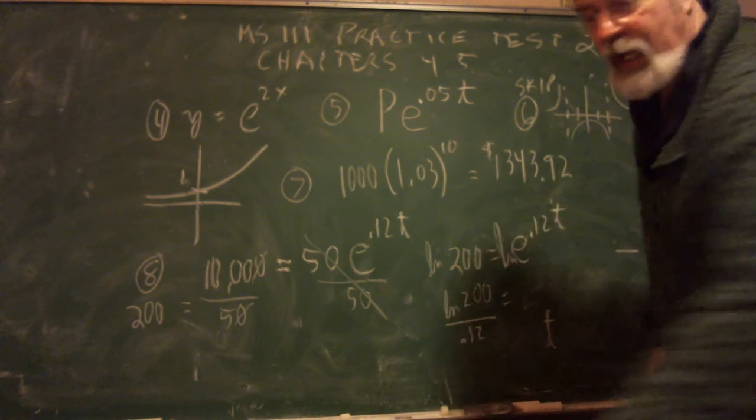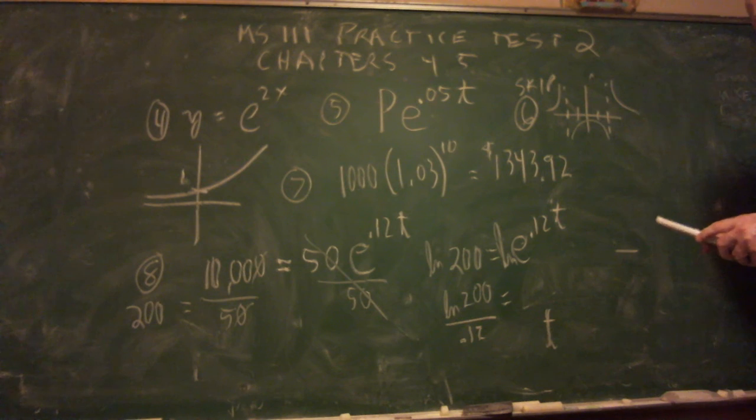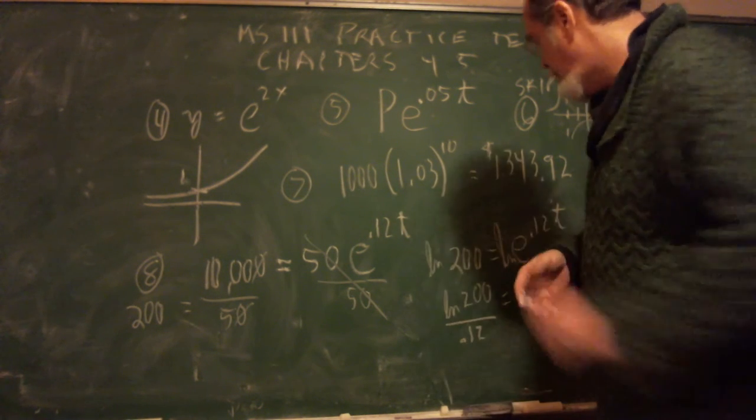So let's do it on the calculator. I hope you've already done it. You should match this. The natural log of 200 divided by 0.12 comes out to be 44.153.